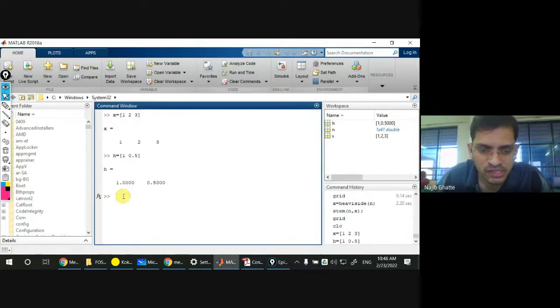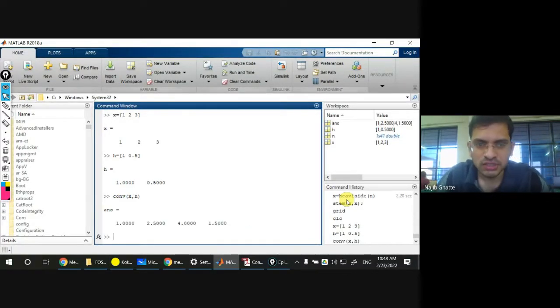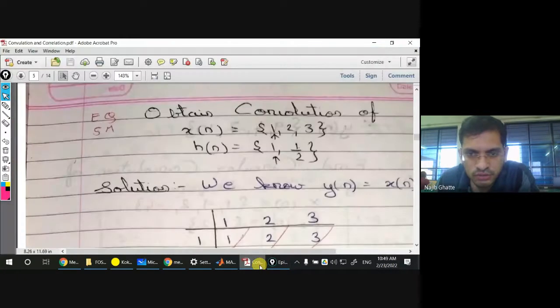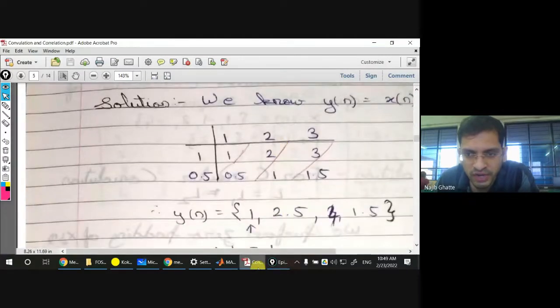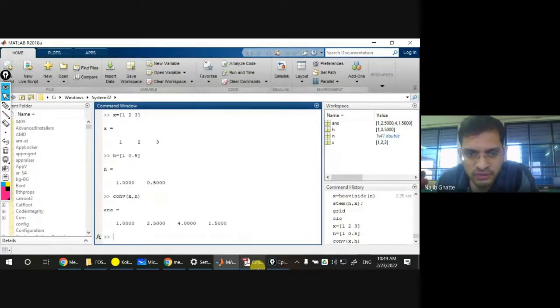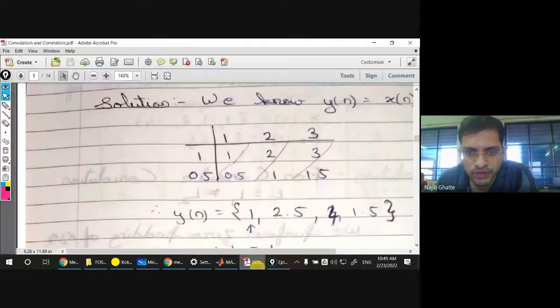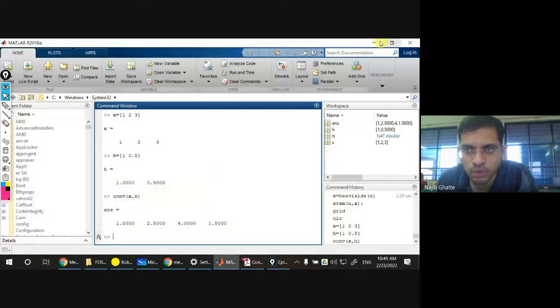Tell me the final answer. Convolution of x comma h. Is this the correct answer you have got? Yes. 1, 2.5, 4, 1.5. पहले ही बोला था भाई, दोनों बताऊंगा मैं.